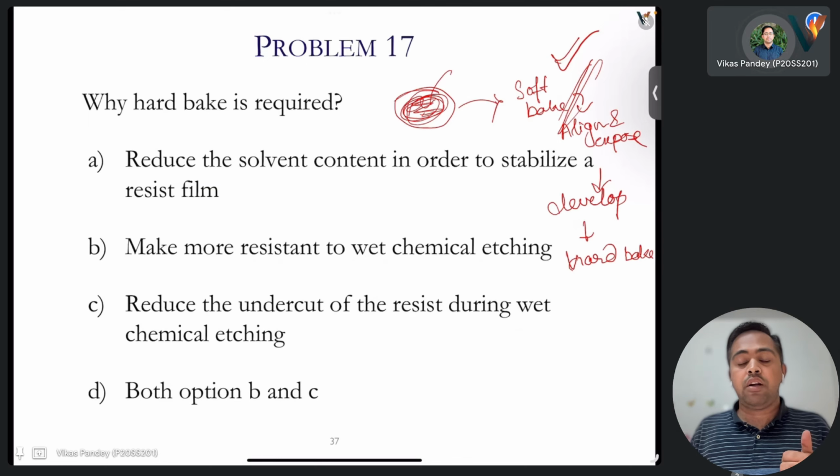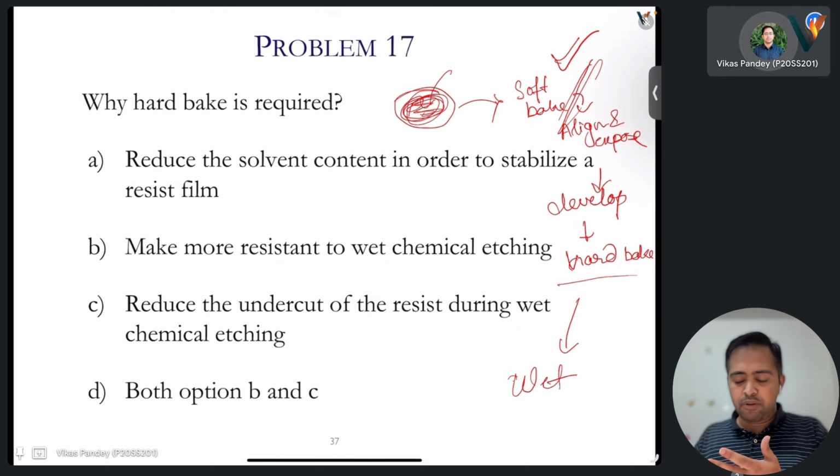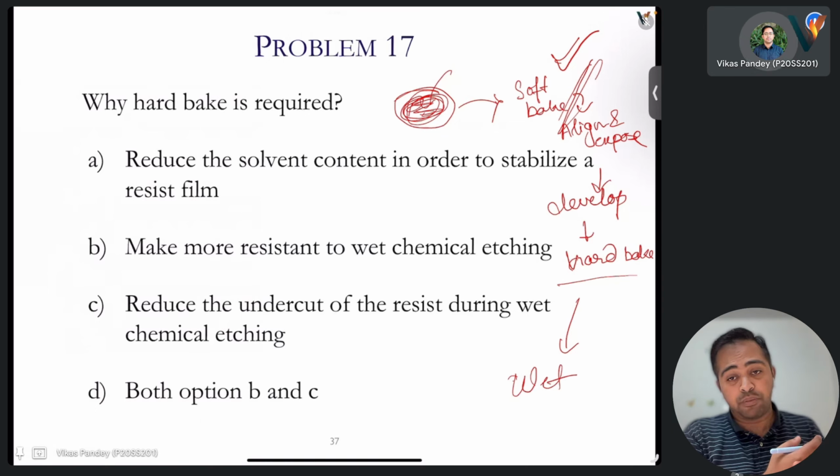Now, why do we do hard bake? There are two reasons to do hard bake. First one is that it will become more resistant to chemicals. After this, we will go for wet etching or dry etching or whatever processes are to be followed. So we don't want that in that process our mask actually peels off, or our mask itself gets etched. That is not our purpose. Okay. So one is to make it more resistant to wet chemical etching.